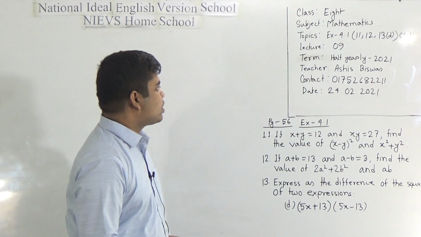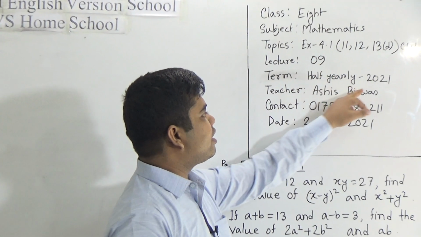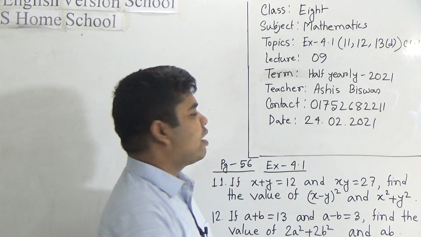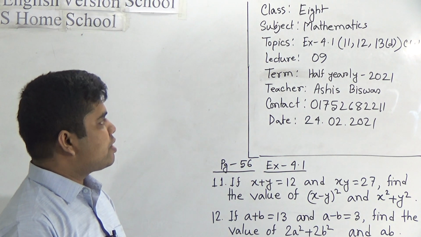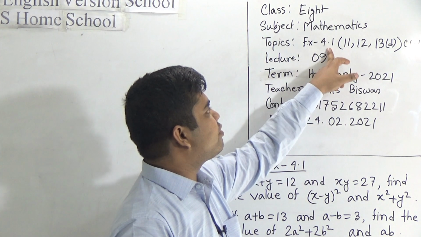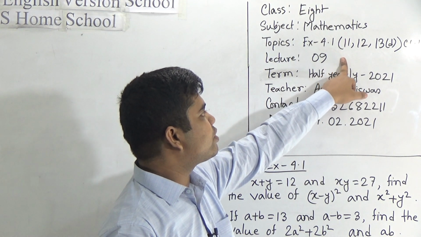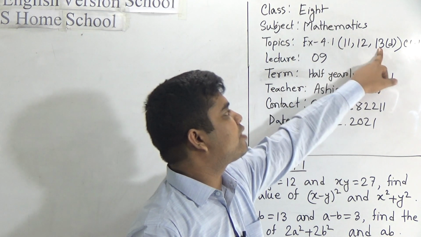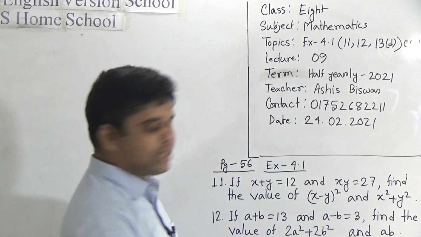Today's lecture number is 9 of half yearly 2021, and there is no SW today. My dear students, our today's topic is exercise 4.1. From exercise 4.1, we shall solve question number 11, 12, and from 13 we shall solve question number D. Okay, so let us start our class.